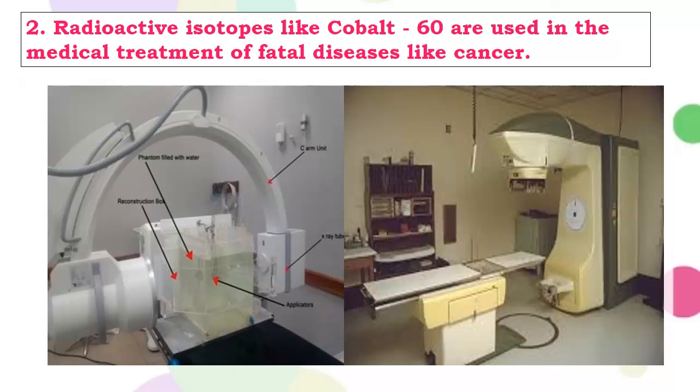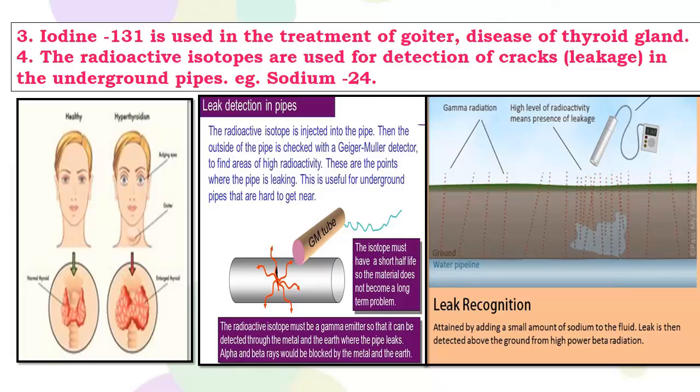Second is cobalt-60. The radioactive isotope cobalt-60 is used in medical treatment of fatal diseases like cancer. And you might have heard many times radiotherapy, or the light is given. So here we are using these isotopes. Same way, iodine-131 is used in the treatment of goiter, the disease of the thyroid gland. We know that because of the deficiency of iodine, people suffer from goiter.